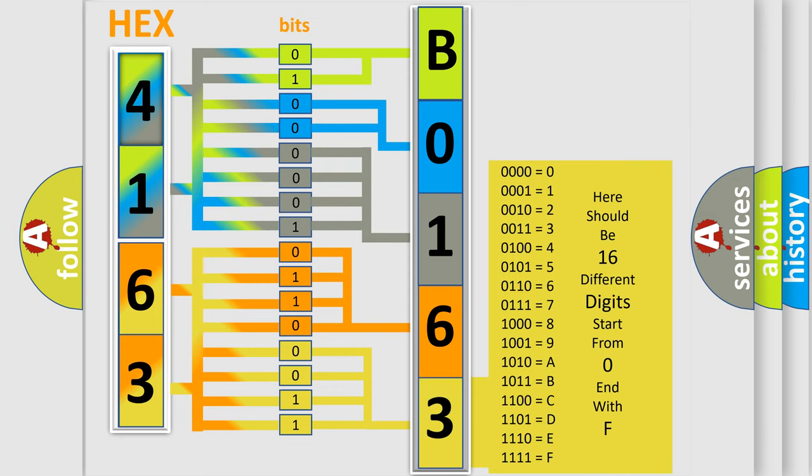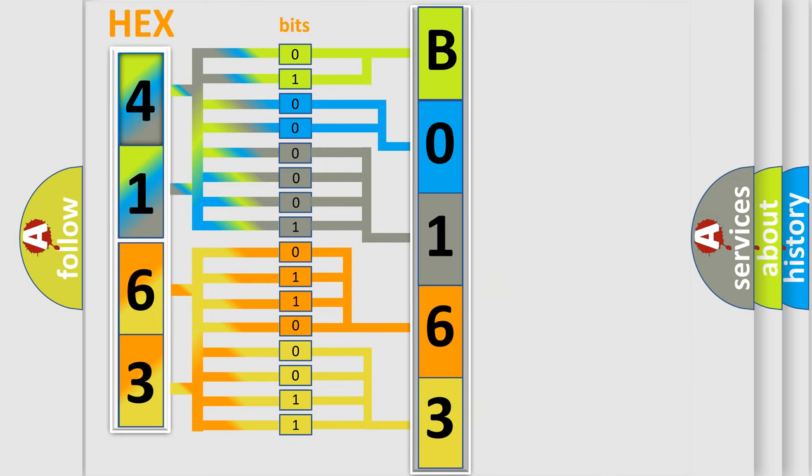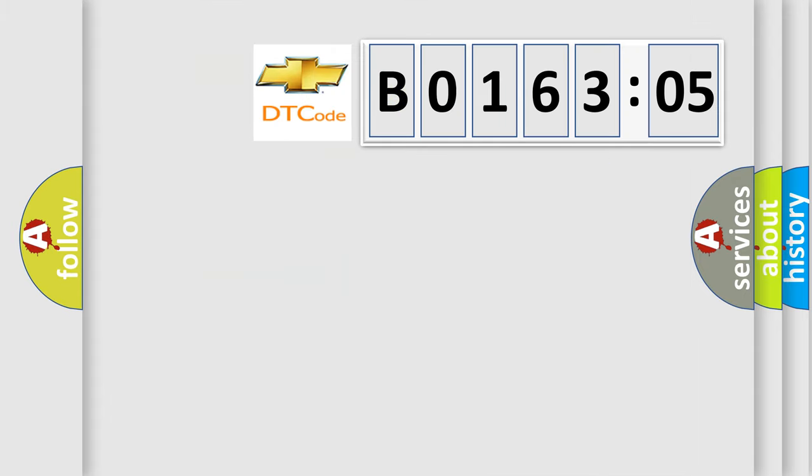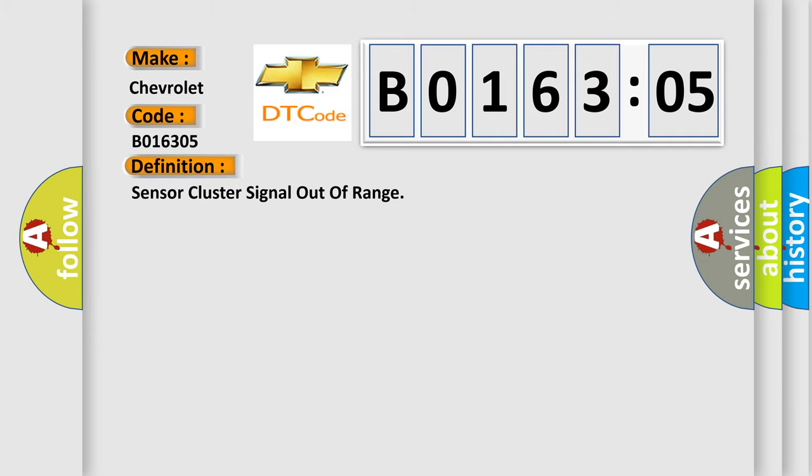We now know in what way the diagnostic tool translates the received information into a more comprehensible format. The number itself does not make sense to us if we cannot assign information to what it actually expresses. So, what does the diagnostic trouble code B0163-05 interpret specifically for Chevrolet car manufacturers? The basic definition is: sensor cluster signal out of range. And now this is a short description of this DTC code.